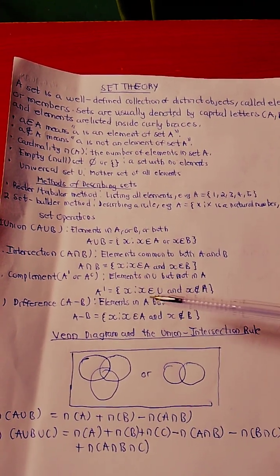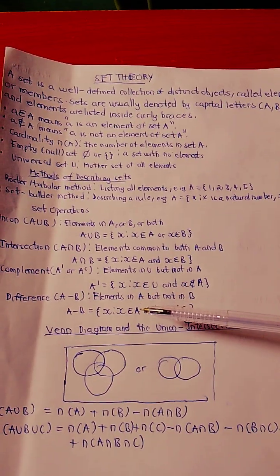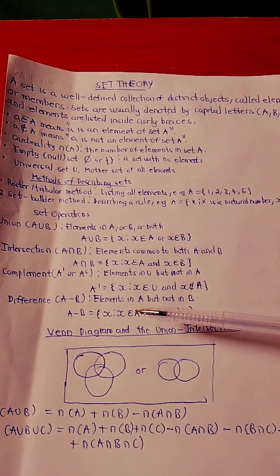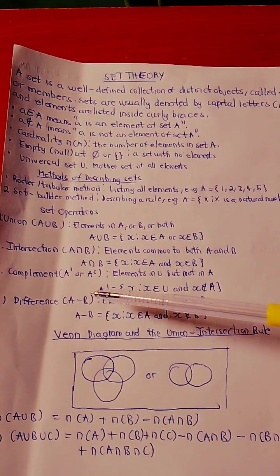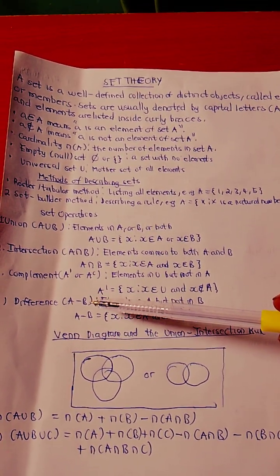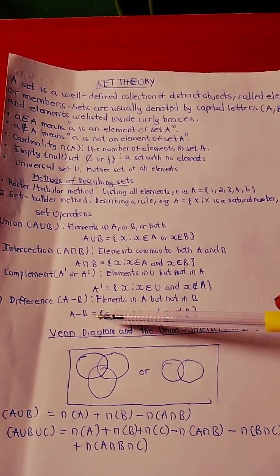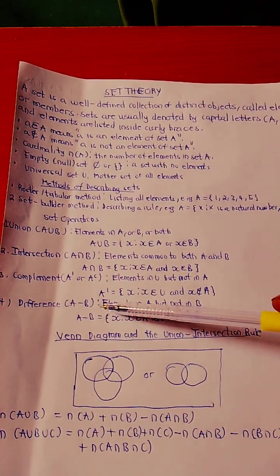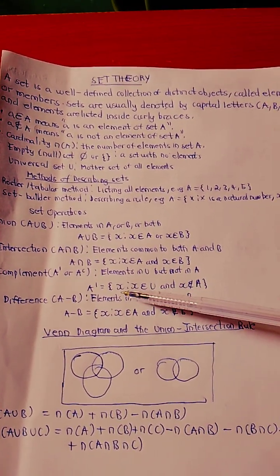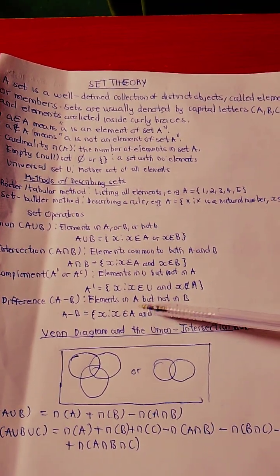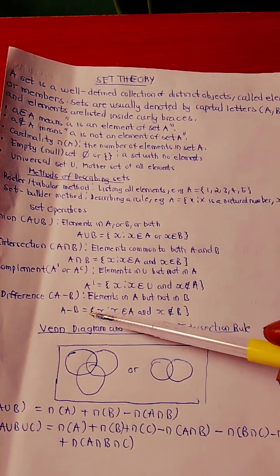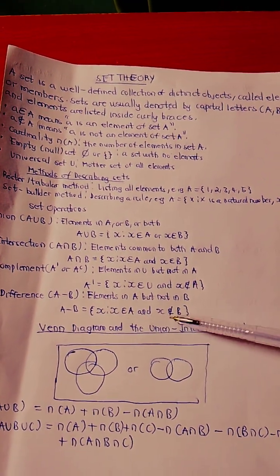But in difference here, they said A minus B. This A minus B can also be written as B minus A. A minus B, in my own simple terms, I can say as A only. That is elements in set A only, but not in set B. So this is the particular notation which you must note down.